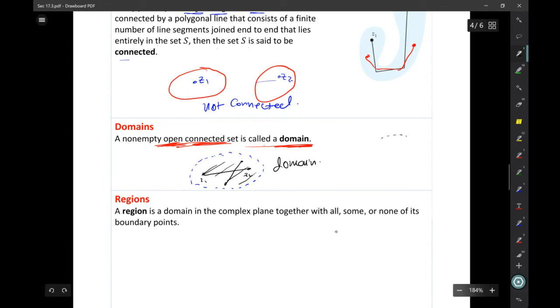Also, have a look at the second example. This is also a domain. Why? Because it is open, the boundary is not included, and any 2 points can be connected. So this is a domain.